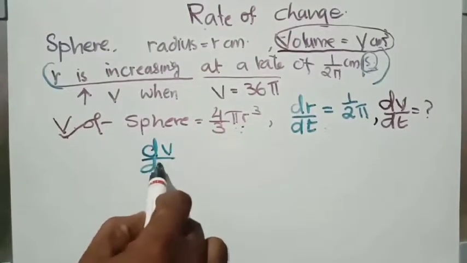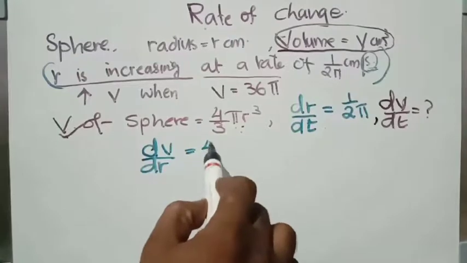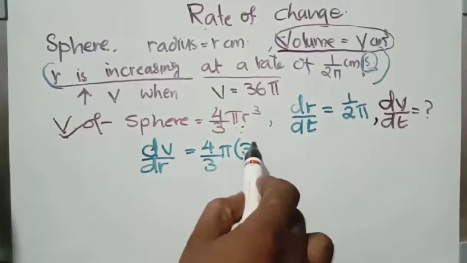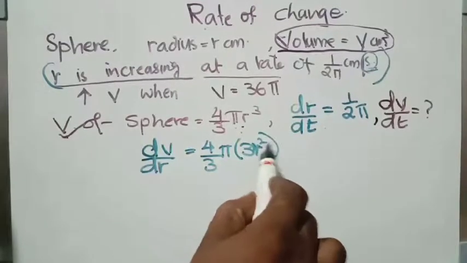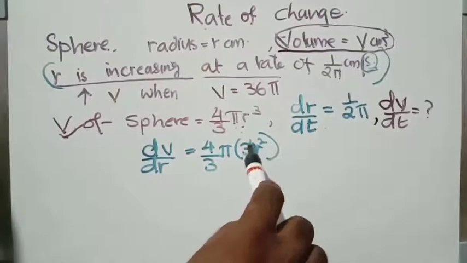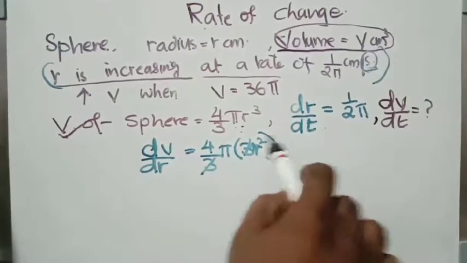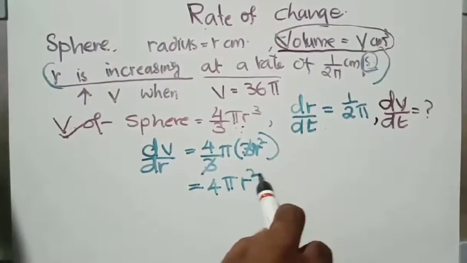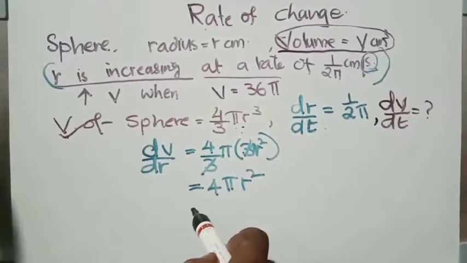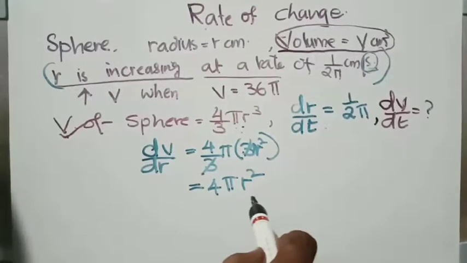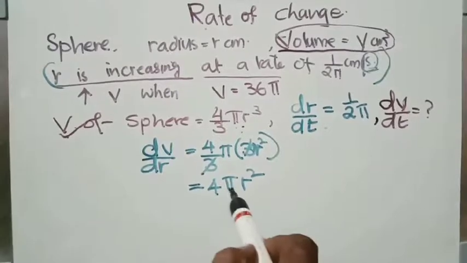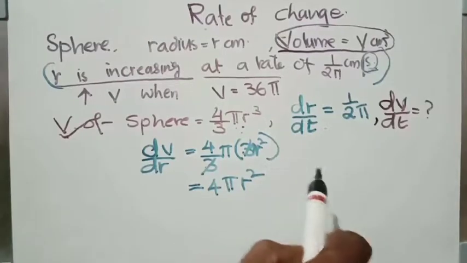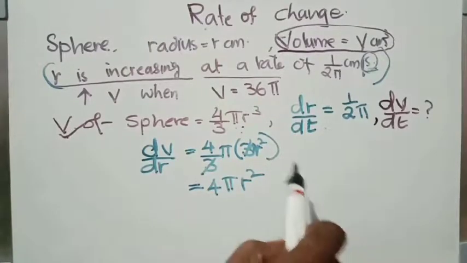dV by dR is equal to 4 by 3 pi into R cube. When you differentiate it is 3R squared. Yes, 3 and 3 get cancelled. We get the result as 4 pi R squared. 4 pi R squared, that is the surface area of sphere. Okay, whatever. So we got dV by dR as 4 pi R squared, isn't it?